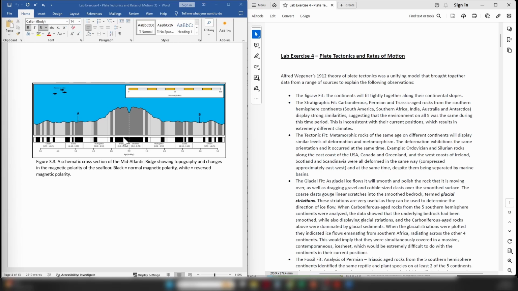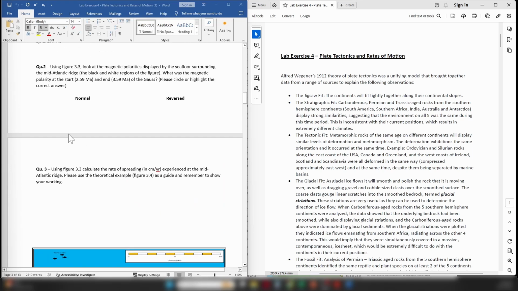You can also see that these bands of magnetic polarity are being used to split the oceanic crust into separate units. You can see one here, one here, one here, and one here. And then finally on this diagram, we have an age scale down here at the bottom, so you can approximate the ages of each of these boundaries. And we also have a scale bar up here in the top right of the diagram.